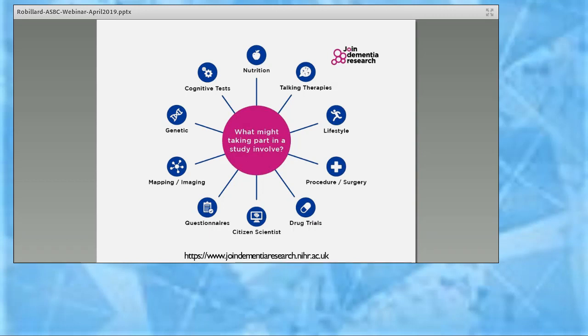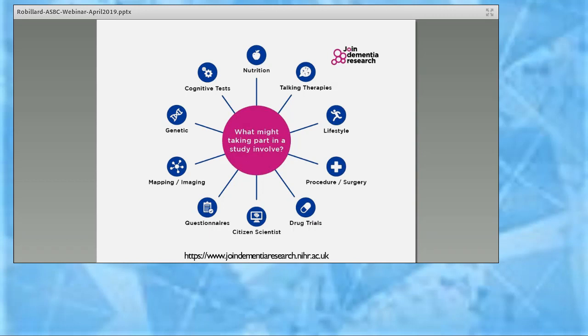And there's an organization in the UK that has created a wonderful slide that shows you examples of what taking part in a study might involve. So you might be in a study where you have to track your nutrition or change your nutrition. You might be in a study that requires you to make lifestyle changes like exercise. Your study might be a drug trial that involves a new pharmaceutical agent.